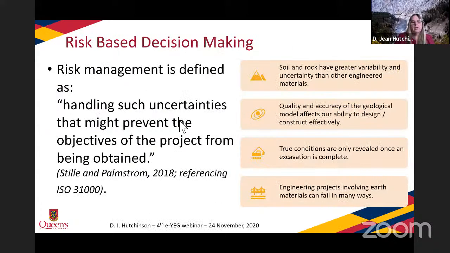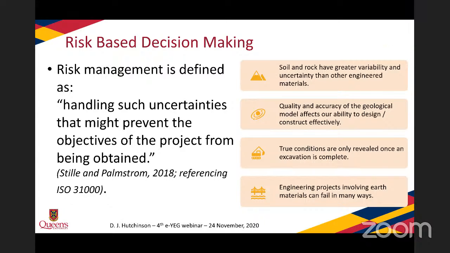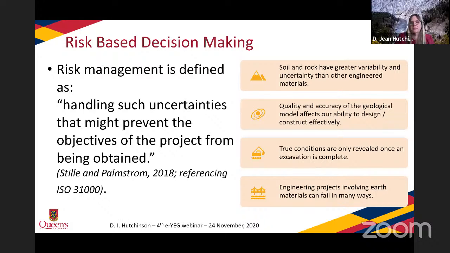Today, I'll be talking about risk-based decision-making considering engineering geology. To start off, I think a definition is in order. The reason we do risk-based decision-making is to handle the uncertainties that might prevent the objectives of a project from being obtained. What we can see on this slide is that within engineering geology, we have some fairly substantial challenges. First, soil and rock have greater variability and uncertainty than other engineered materials like steel or concrete.